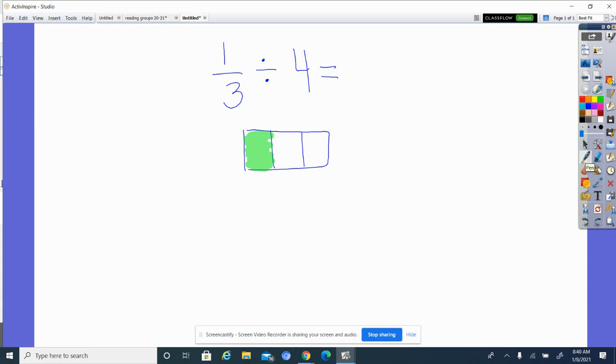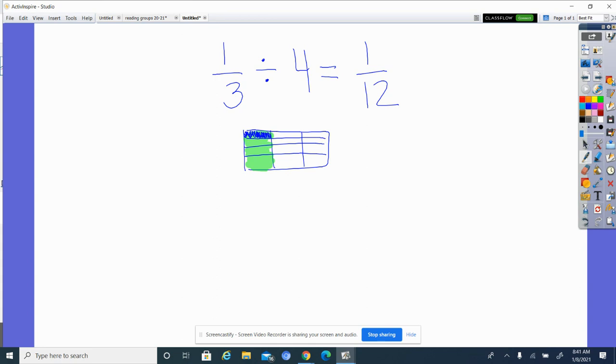How many people are sharing this watermelon? 4. 1, 2, 3, 4. And each person gets what? 1 of them. So 1/3 divided by 4 equals what? 1/12, because our whole is cut into 12, and each person gets 1 of that piece that we split up. Okay? We okay with modeling? Okay, let's do the algorithm then.